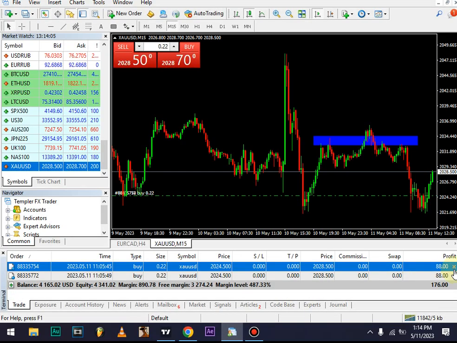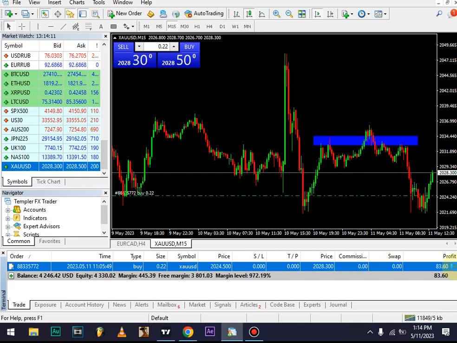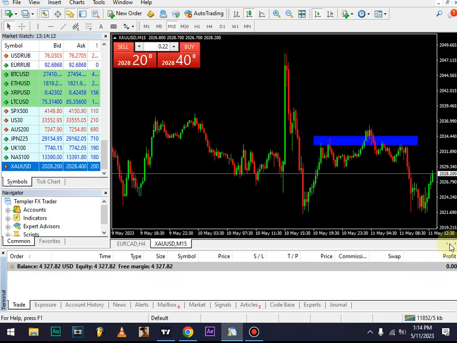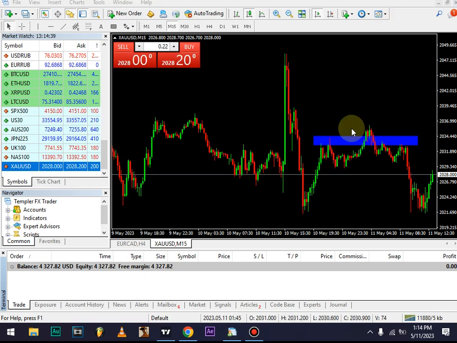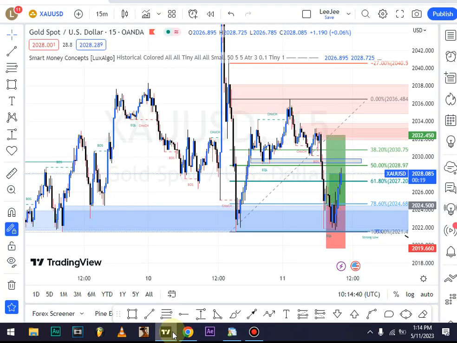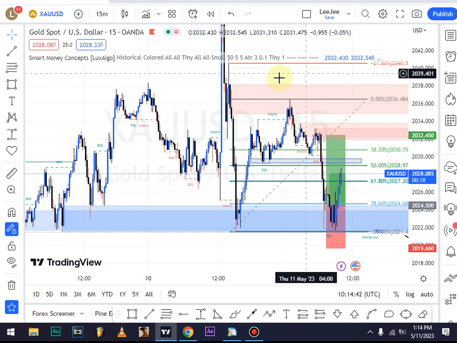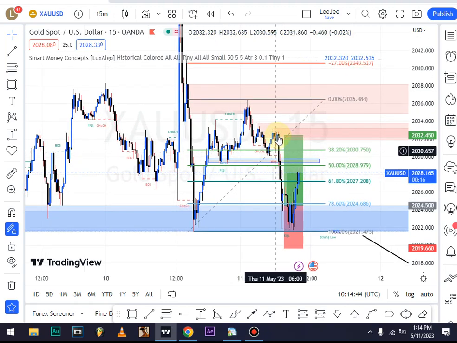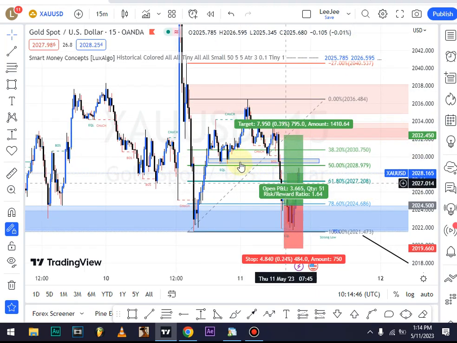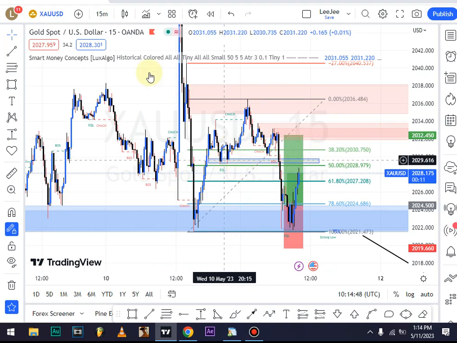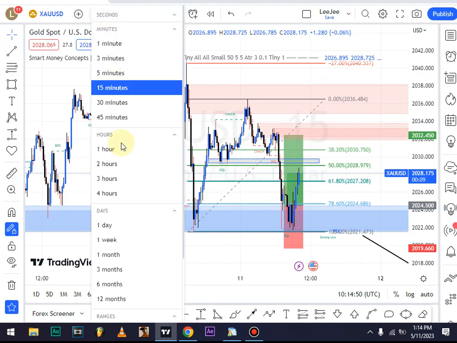So $180, let me just close that. Okay. Easy, $180, easy. Of course I had the idea to hold this trade up to this zone, but then I've seen price is trying to respect this zone, so that's why I just decided to close.